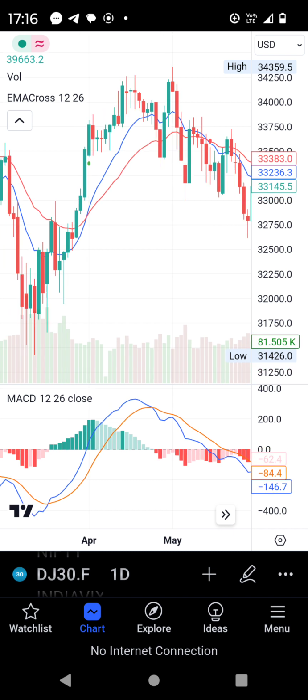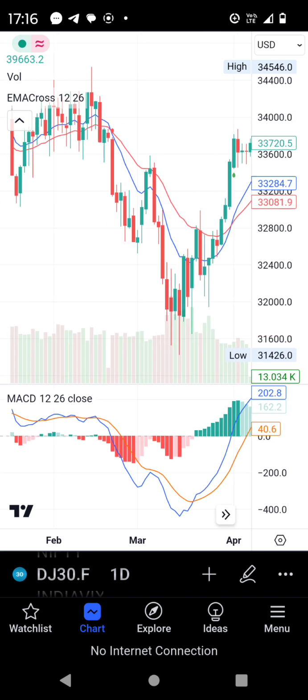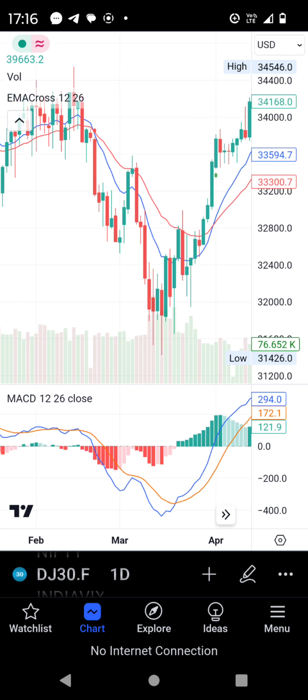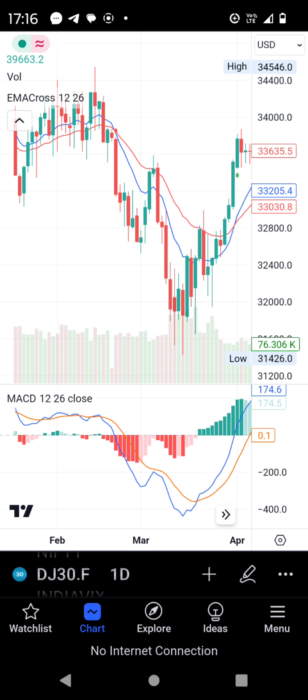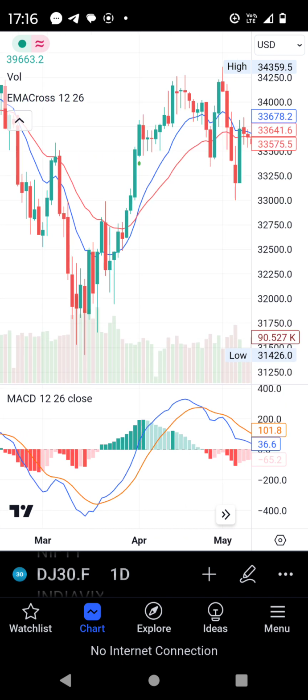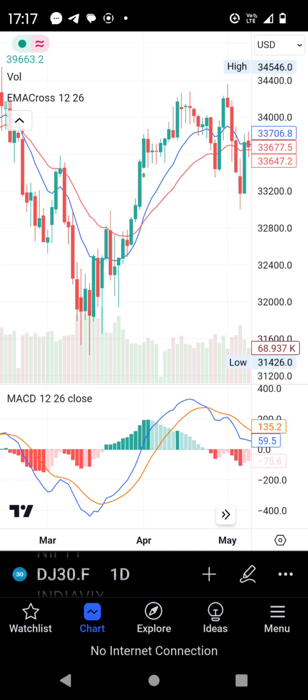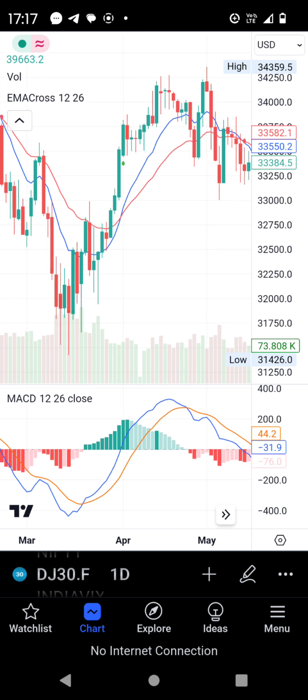Okay, so these are the four ways by which you can use MACD. MACD going above zero is bullish. MACD going below zero is bearish. Then MACD crossing the signal line from below and going up is bullish. Similarly, MACD going below the signal line is either bearish or sideways. If MACD is above zero and above the signal line, it is highly bullish. If MACD is below zero and below the signal line, it is highly bearish.